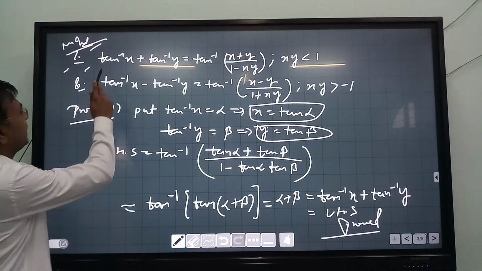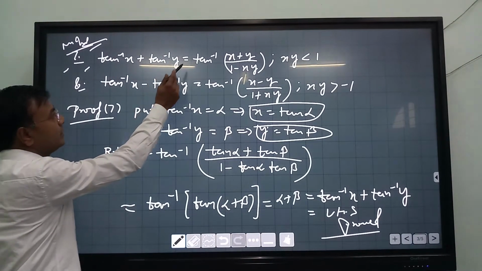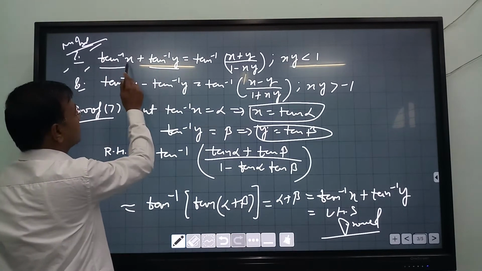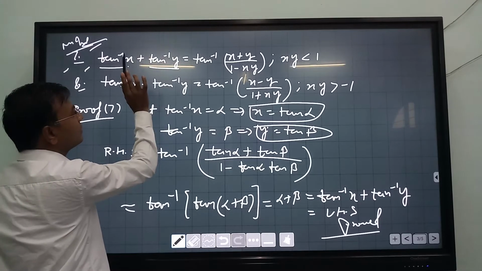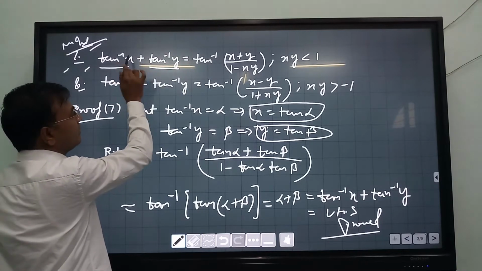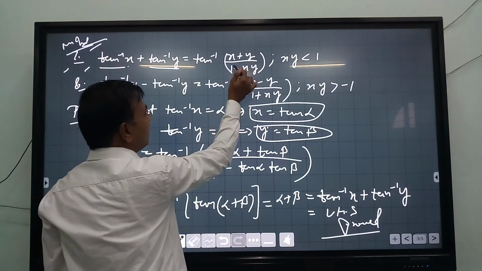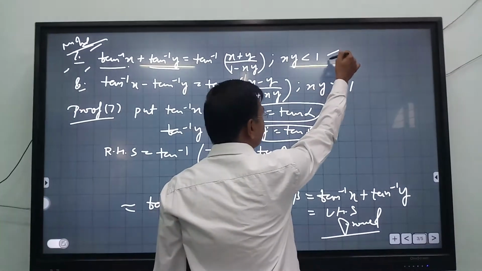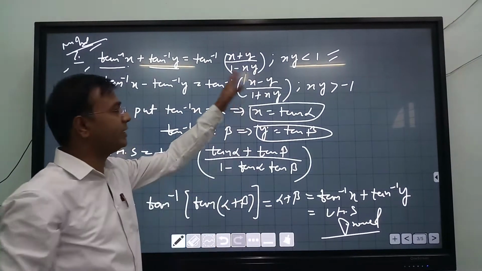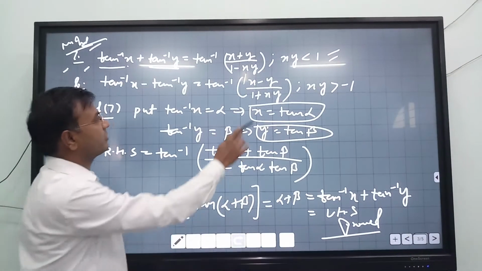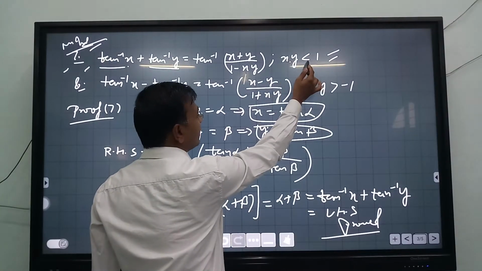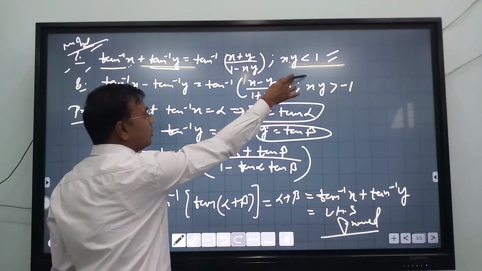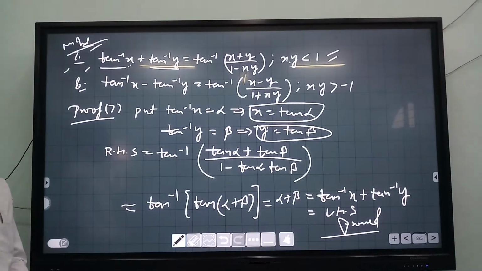So tan inverse x plus tan inverse y equals tan inverse of x plus y upon 1 minus xy. The angles are different, x and y, and both are inverse. With the restriction, make sure the restriction holds, only then does the identity exist. So x into y is less than 1. Whenever the product of these is less than 1, only then will this identity exist.